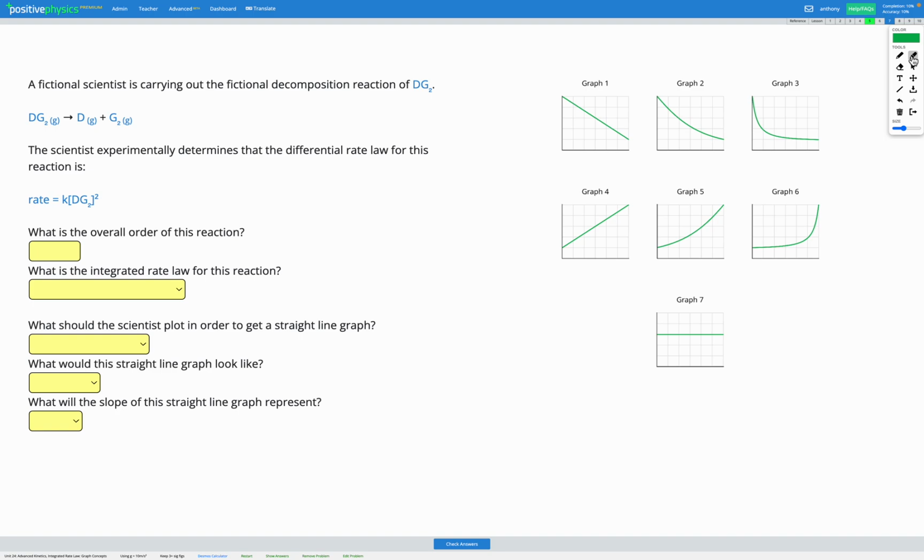In this question, we now have a fictional reaction involving Dg2, which you can see in our chemical equation there. We're told that the scientist experimentally determines the differential rate law is rate equals k concentration of Dg2 squared. So that squared tells us that the rate law is second order for Dg2. So the overall order is 2, second order. What is the integrated rate law for this reaction? Let's head to our reference sheet.